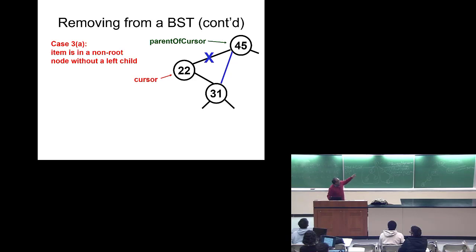Okay, fine. So in this case, we will connect 31 to 45. Case A is when the item is a non-root, 22, that we want to remove, and does not have a left child. Should I ask you another question? Is there a possibility where we can have a node like 22 that does not have the left child but could be present on the right hand side of 45? Is that possible?